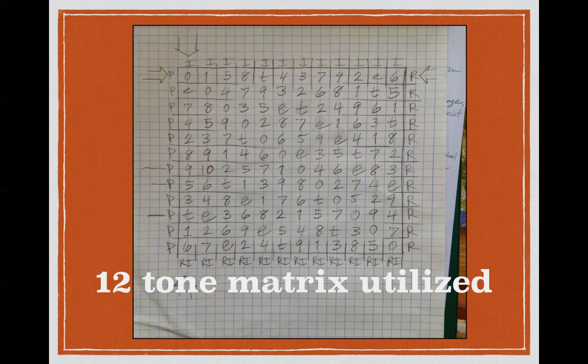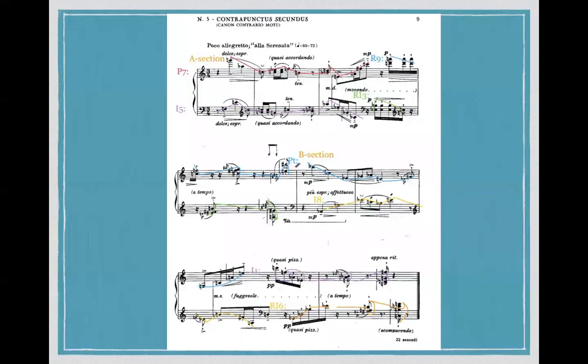And now to look more closely at the specific rows in use and how he executes these rows through the contrapunctus secundus. Now, number 5, contrapunctus secundus, is a contrario, a canon contrario motu. So that's simply stating it is a contrary motion canon where the rows are reversed and relate to each other.